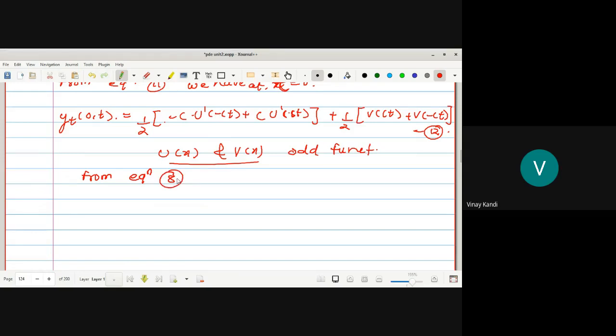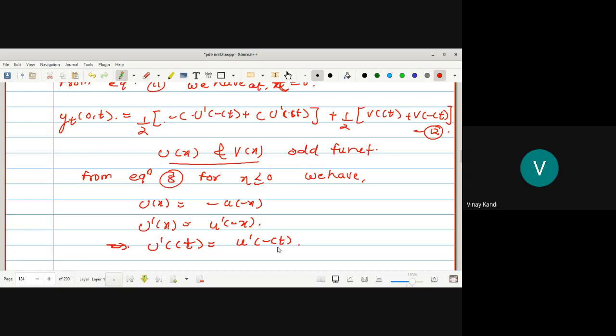Odd functions from equation 8, for x less than or equal to 0, we have capital U of x is equal to minus small u of minus x. Differentiating, we get u dash of minus x. Similarly, u dash of ct, put x is equal to ct here. What we get? Small u dash of minus ct.